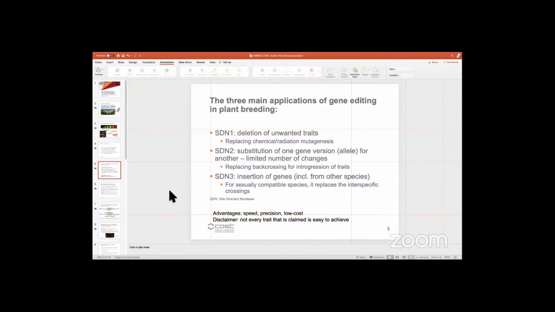So advantages for breeding in crops is speed, precision, and relatively low cost. But I should make a disclaimer that many things that are claimed that we will be able to do very soon are quite challenging for CRISPR-Cas. For example, I've been working with insect-resistant crops that contain a gene from a bacterium, Bacillus thuringiensis, and it will be difficult to achieve something like that with simple SDN1 or SDN2.